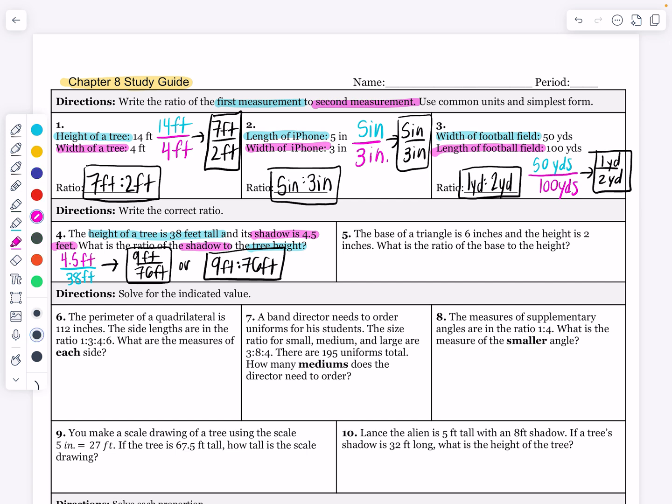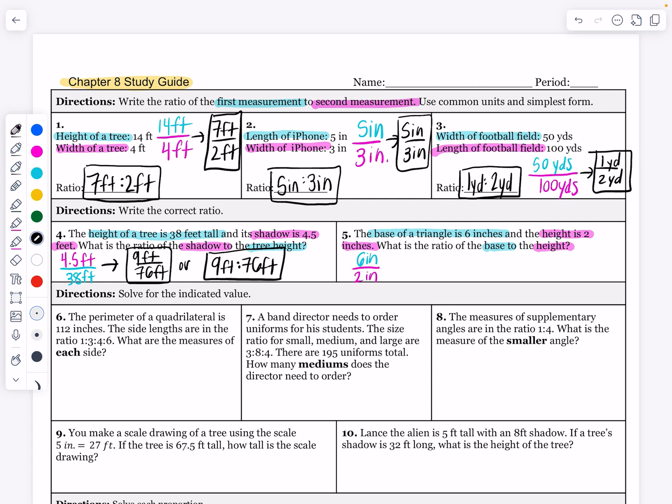All right, now we have the base of a triangle is 6 inches. The height is 2. They want us to write a ratio from the base to the height. So that is going to be blue to pink. So what was my blue? My blue was the base of the triangle, 6 inches. So it's going to be 6 inches. I'm going to do that in blue so it matches. 6 inches to 2 inches.